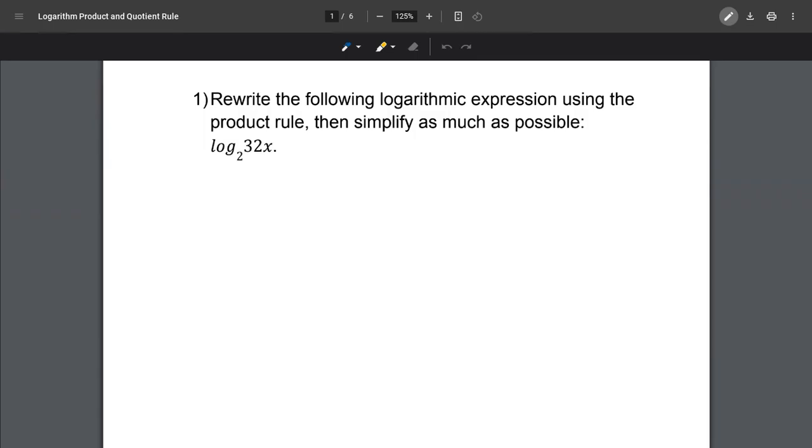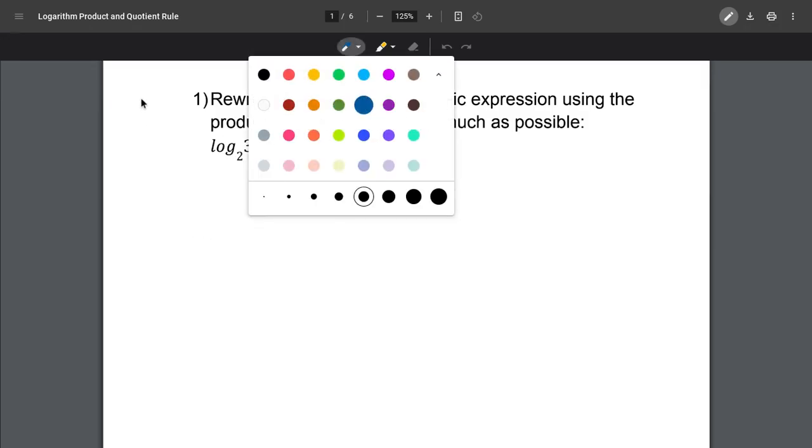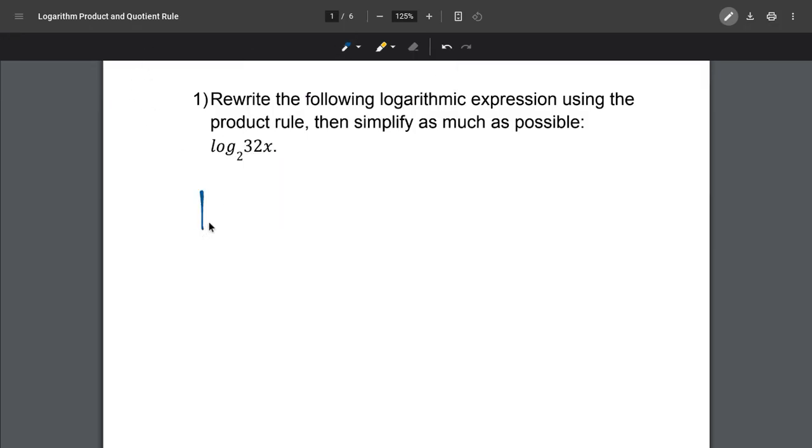Problem 1, it says rewrite the following logarithmic expression using the product rule, then simplify as much as possible. And you have log base 2 of 32x. Okay, so I'm going to rewrite this as log base 2 of 32 plus log base 2 of x.